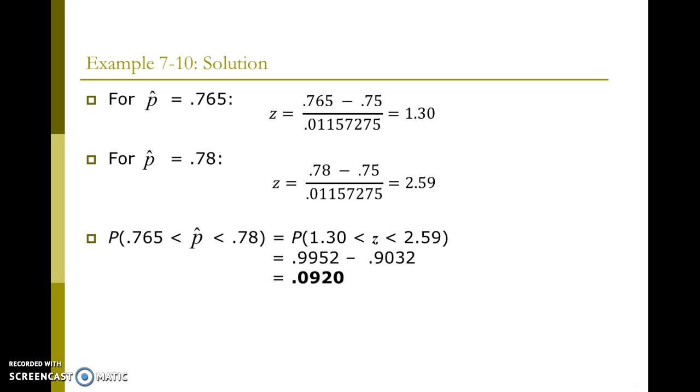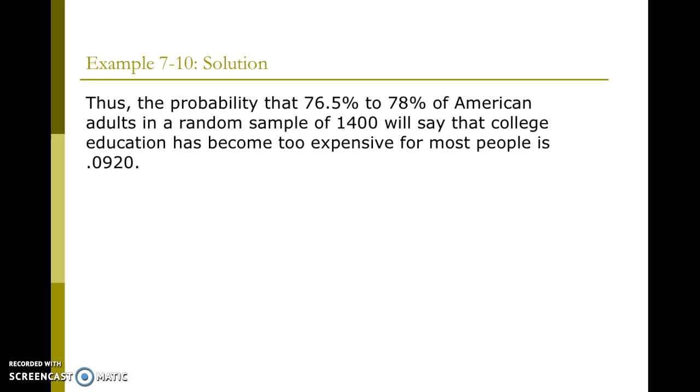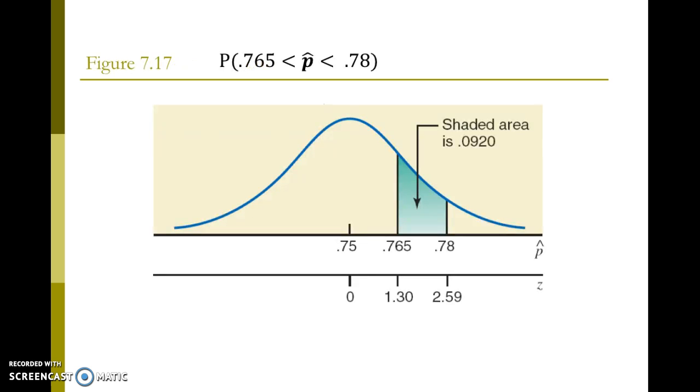So what we're finding is that there is a 9% chance that between 76.5 and 78% of adults think that college is too expensive. And there it says it there. Here's what the graph would look like with the corresponding z values between 1.30 and 2.59. This shaded area is 0.0920.